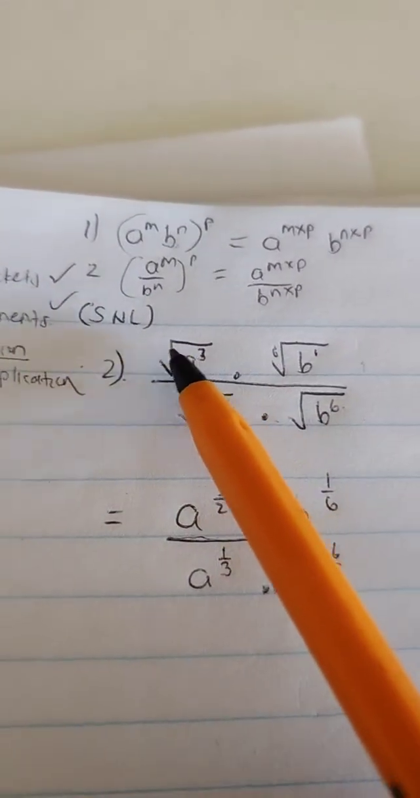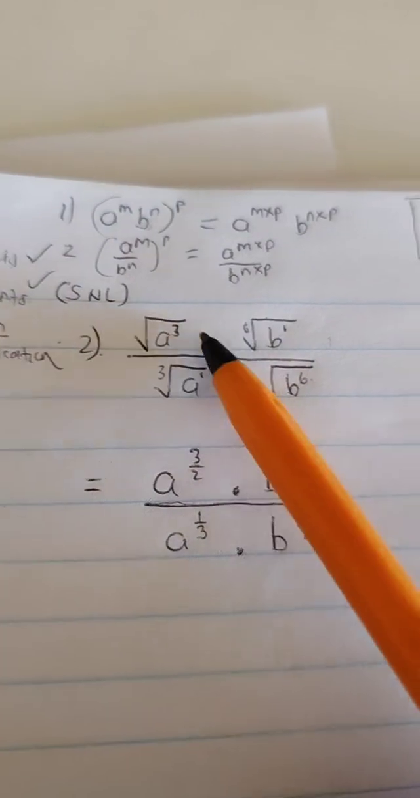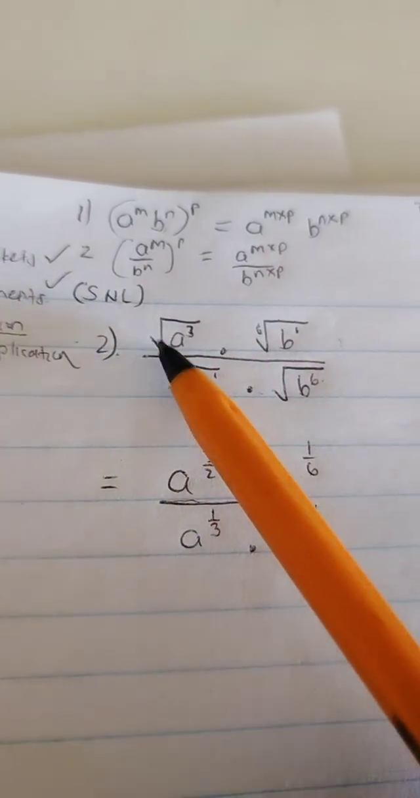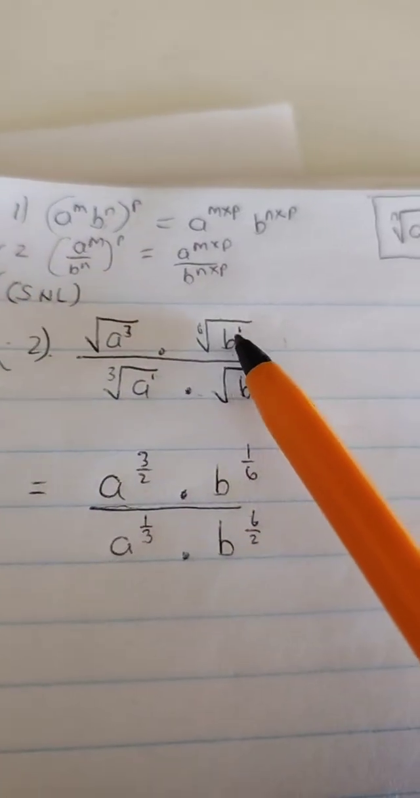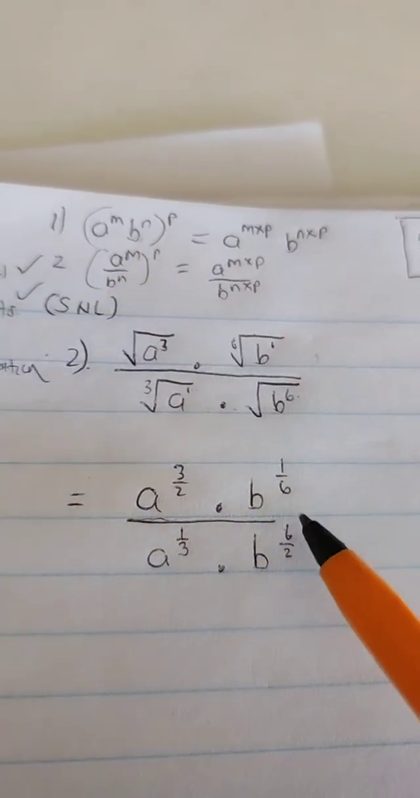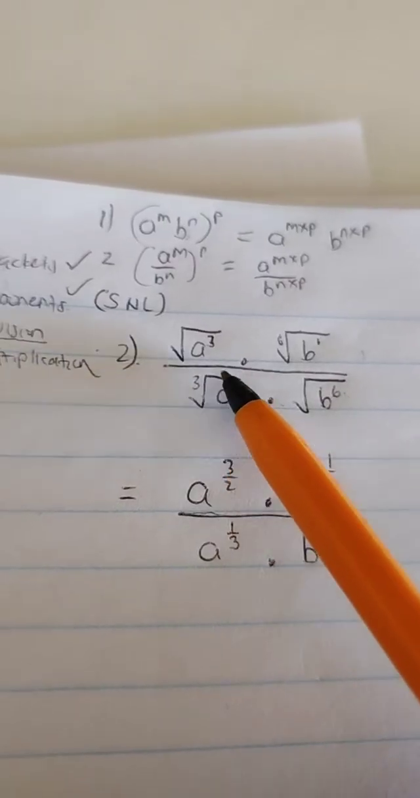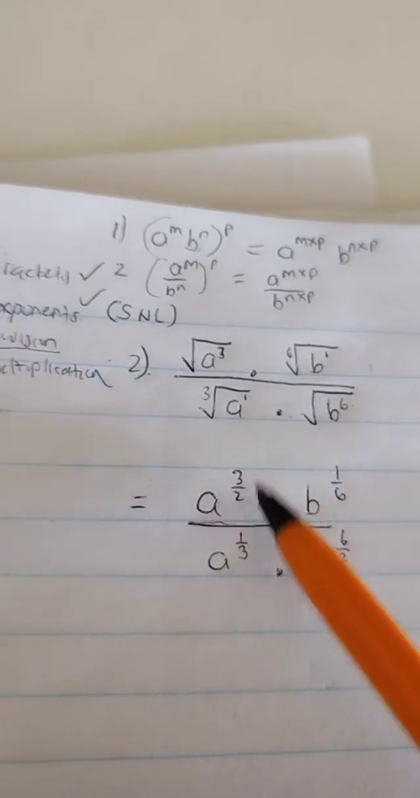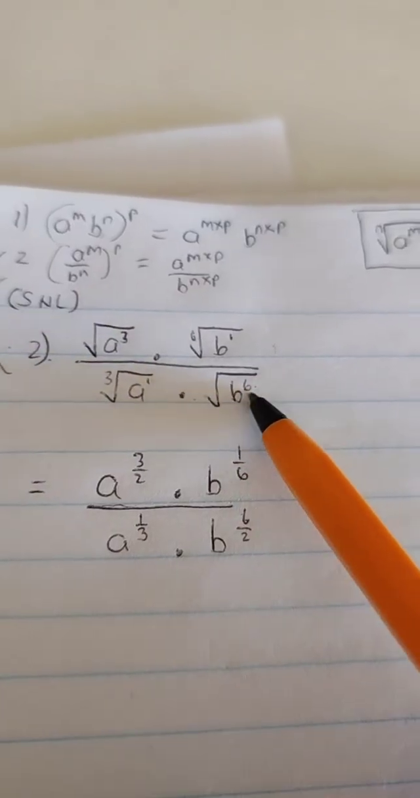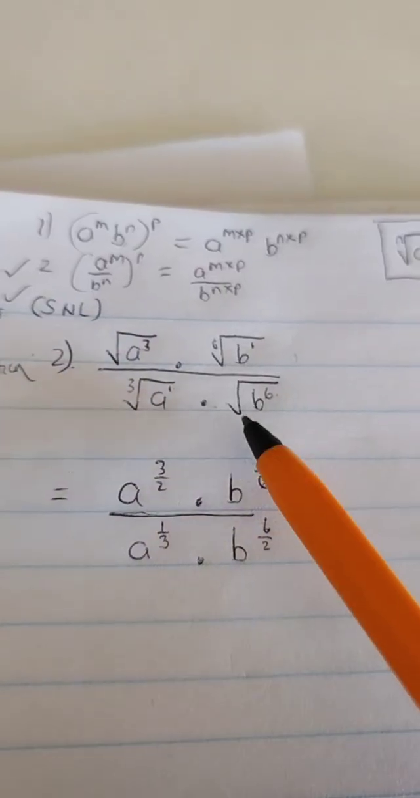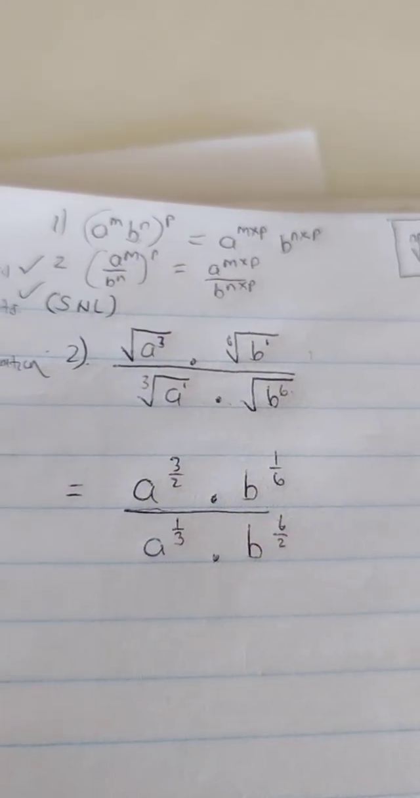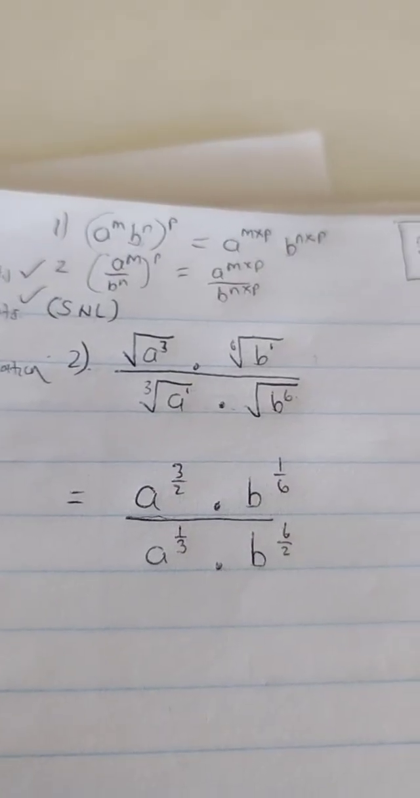Let's come down here. Square root of a to the power 3. Convert this to rational form: a to the power, this 3 in the numerator. The square root means 2 in the denominator. Sixth root of b, b to the power, the 1 in the numerator, the 6 in the denominator. Cube root of a to the power 1, the 1 in the numerator, the 3 in the denominator. Square root of b to the power 6, the 6 in the numerator, 2 in the denominator. Are we clear now, grade 11s?